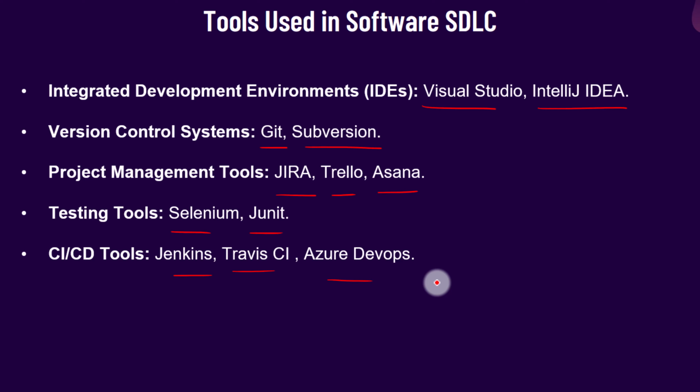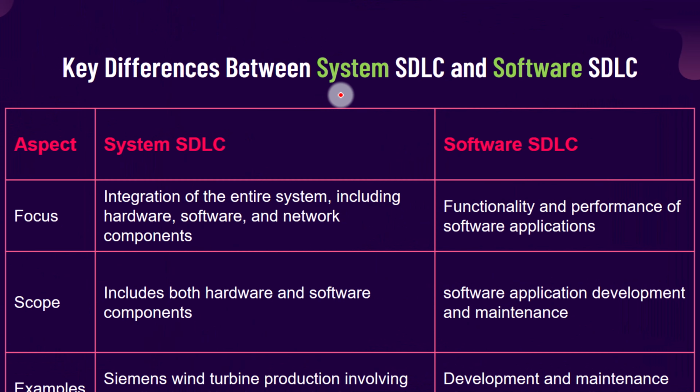Now that we have talked about both the system and the software development lifecycle, let's have a look at the main differences between them. To clarify the focus of each cycle, the system lifecycle primarily deals with integrating everything, including hardware, software, and network components, while the software lifecycle concentrates on how well software applications work, ensuring they meet user needs and perform correctly.